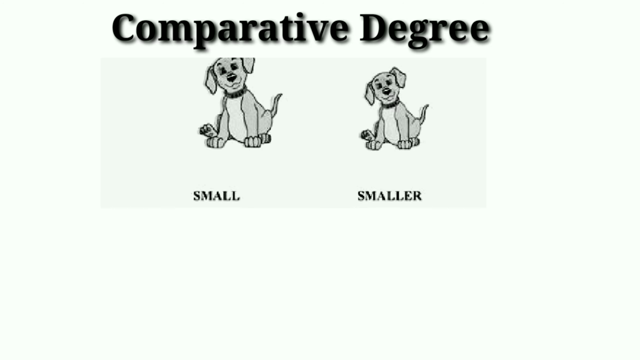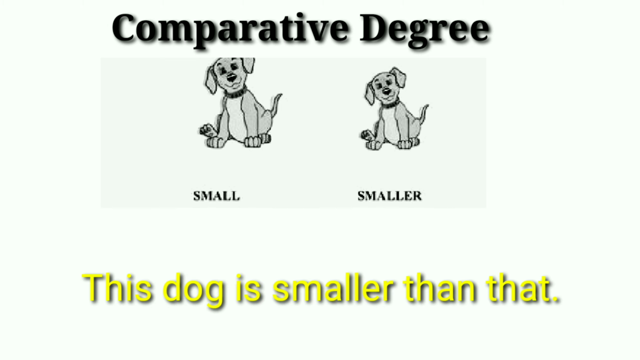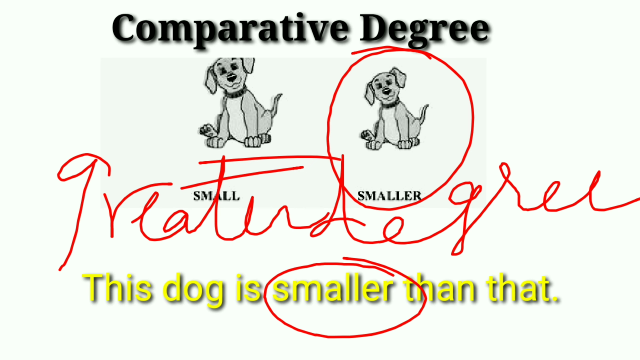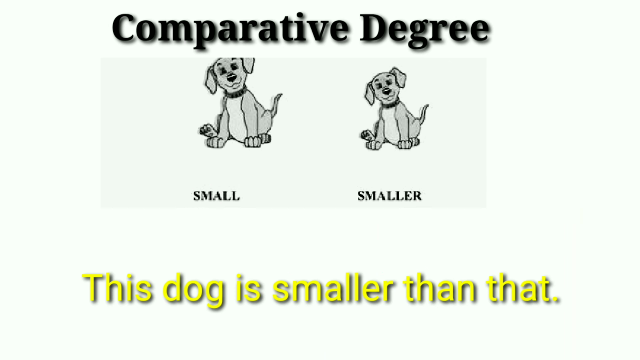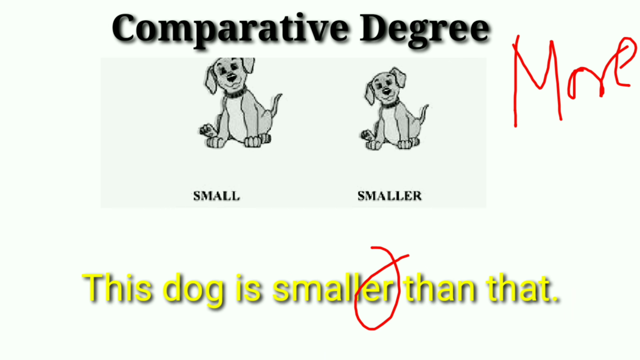Comparative degree normally compares two nouns and shows which noun has the greater degree of quality. Again, we can take the example of dogs. Here two dogs are there and we can compare them with the same adjective, like this dog is smaller than that. Here we can see that two dogs have been compared and the second dog has the greater degree of quality. So in this degree we use more or we add er to the adjective.